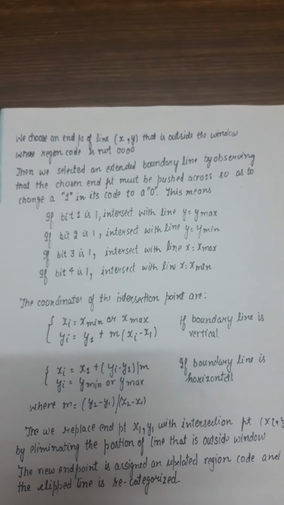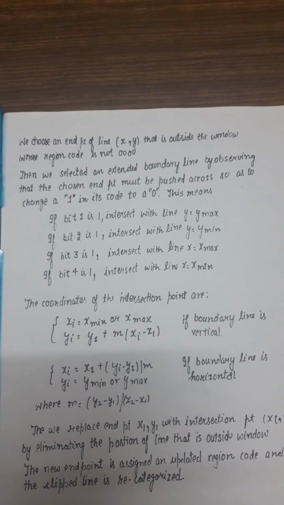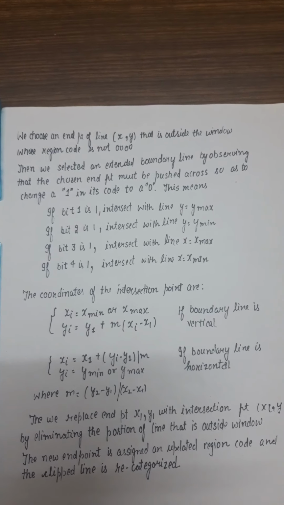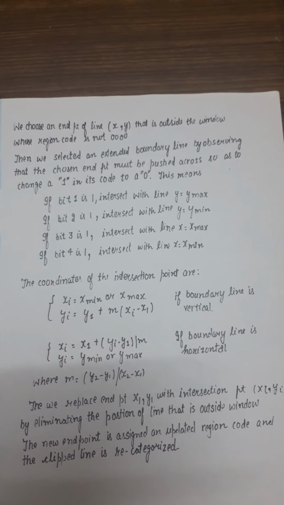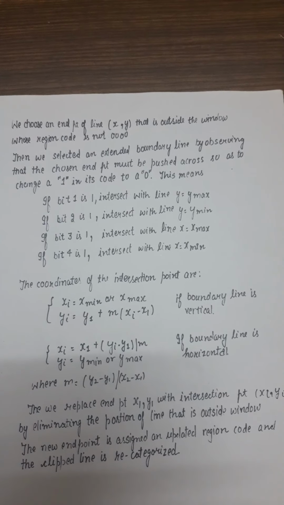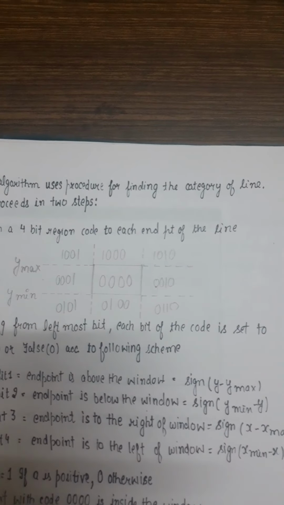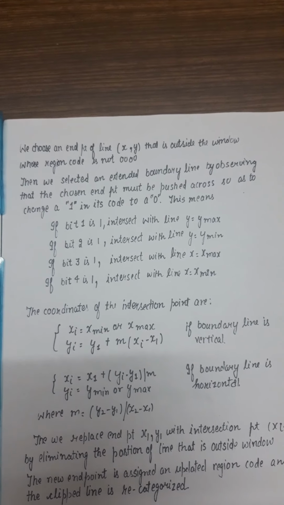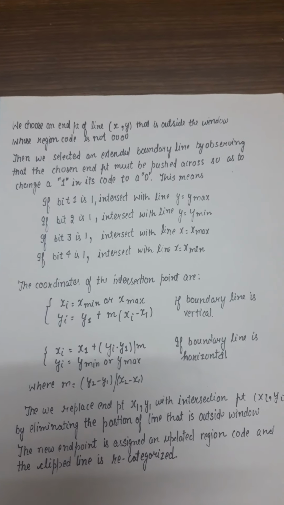So then we select an extended boundary line, and next, if bit 1 is 1, meaning the leftmost bit is 1, it means that the line will be intersecting with y equals y max. If bit 2 is 1, it means that the line will be intersecting with y equals y min. Like you can see here, the y max extended line and y min extended line. If bit 3 is 1, then intersect with the line x equals x max, and if bit 4 is 1, then intersect with the line x equals x min, right?